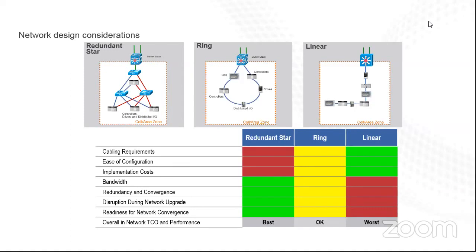And the other thing, if you notice on the screen, we have redundancy and convergence, and we have readiness for network convergence. And so as someone that's not an inherent network expert, I looked at that and said, okay, why is convergence written twice on my slide? Well, because they mean different things.